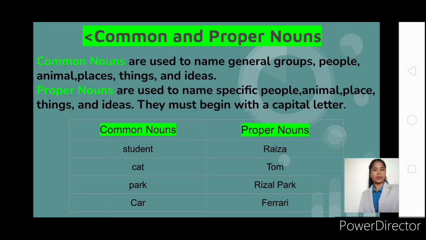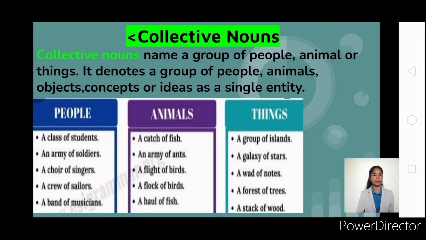So next, we have collective nouns. Collective nouns name a group of people, animals, or things. It denotes a group of people, animals, objects, concepts, or ideas as a single entity. So, in this example, we can see the group of people: a class of students, an army of soldiers, a choir of singers, a crew of sailors, and a band of musicians. In the group of animals, here are the examples: a catch of fish.